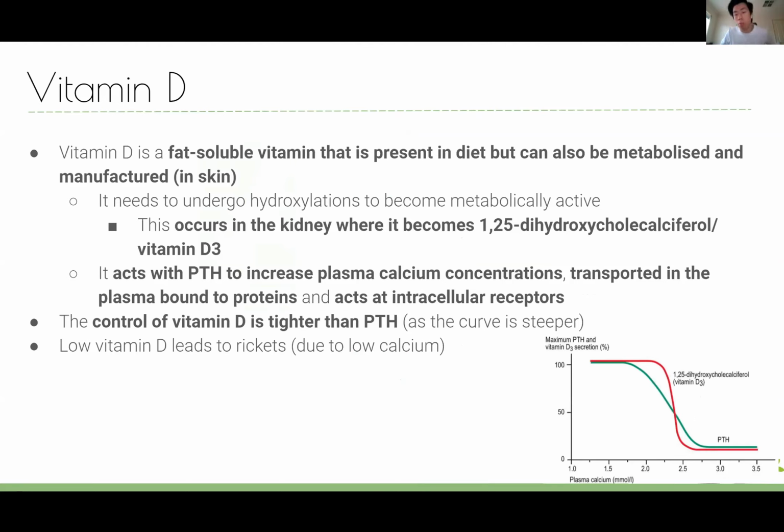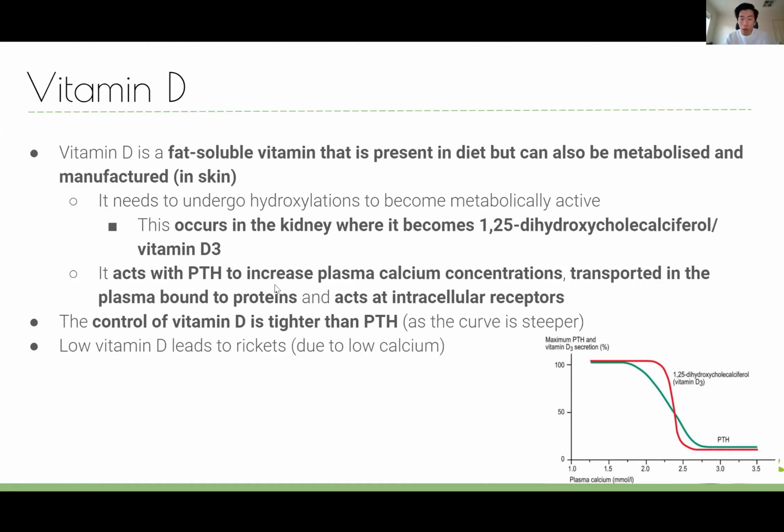Now, vitamin D. So vitamin D is one of your fat-soluble vitamins. This is kind of important to remember with the ADEK group, I guess. And it's present in the diet, but can also be metabolized and manufactured in the skin. This is kind of why sunlight is good, or one of the reasons why sunlight's good. It helps you make vitamin D. It needs to undergo many hydroxylations to become metabolically active, and this occurs in the kidney. What hydroxylations are, you don't really need to know, but basically you tag on some hydroxyl groups on it. But effectively it occurs in the kidney and it gets activated like that.